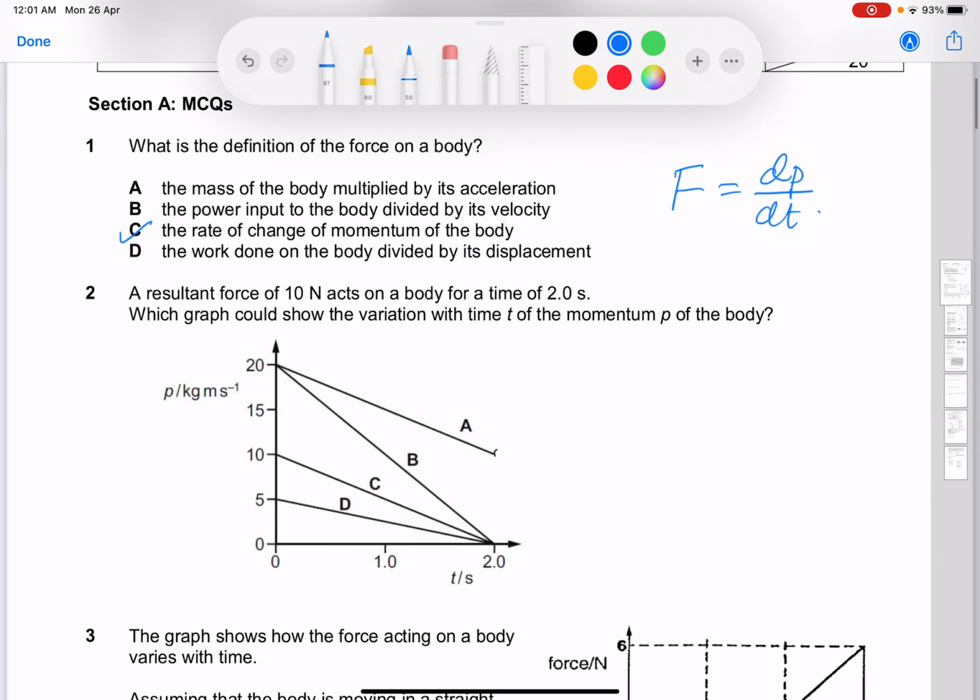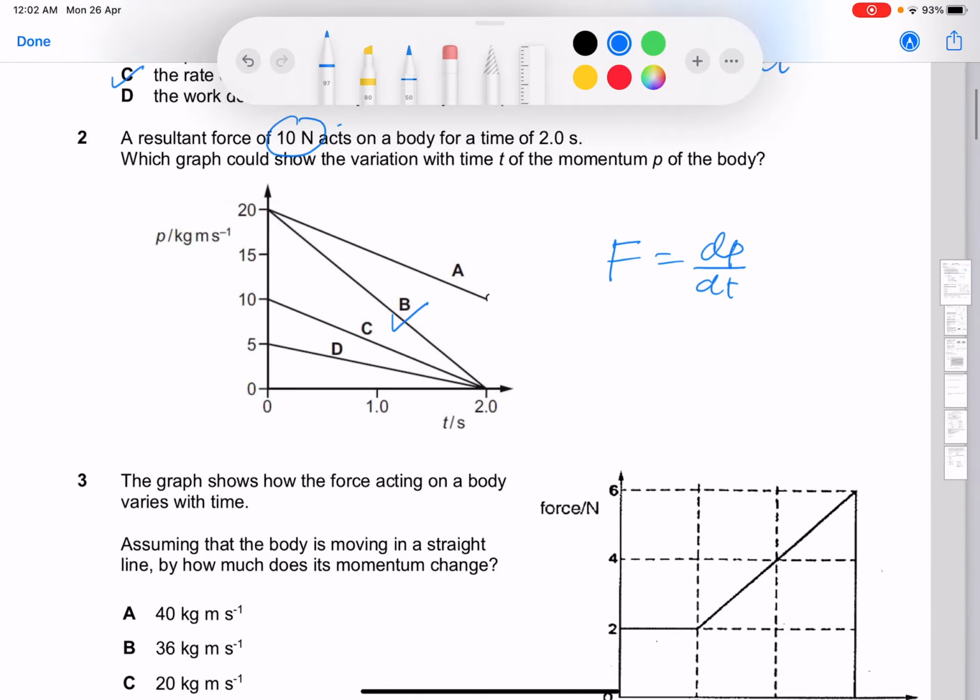Looking at the graph for question 2, it is a momentum versus time graph. Since the force is given by the rate of change of momentum, we expect the force to be given by the gradient of the graphs. All the graphs have negative gradient, and the force is 10 newtons. The sign doesn't matter, this just shows that the force is in the opposite direction to the motion. Just look at the one with the magnitude of 10 newtons, which is B.